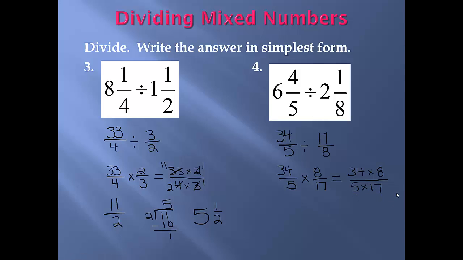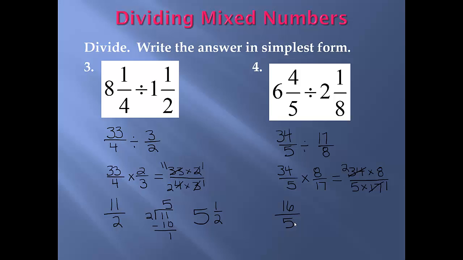Now we will look to see if we can simplify. We can divide both 17 and 34 by 17. 17 divided by 17 would be 1, and 34 divided by 17 equals 2. Now we can go ahead and multiply across. 2 times 8 is 16, and 5 times 1 equals 5. So our answer is 16/5.